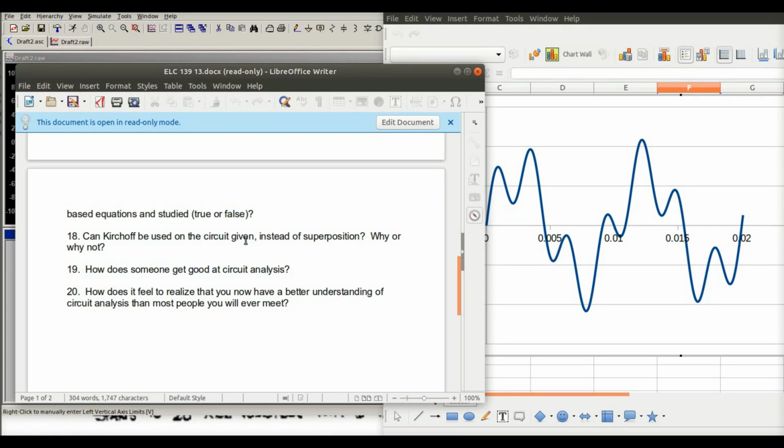Can Kirchhoff be used on the circuit instead of superposition? We use Kirchhoff analysis, but when we do superposition, we have to break it into two problems and then use the Kirchhoff analysis in order to solve it, if we don't use LT Spice to solve it for us. But Kirchhoff can only be used if all your voltage sources have the same frequency. If the frequency is different, even by as little as 0.001, then you will get the waveform like we graphed. It will not be a pure sine wave, at which point you have to go to superposition.